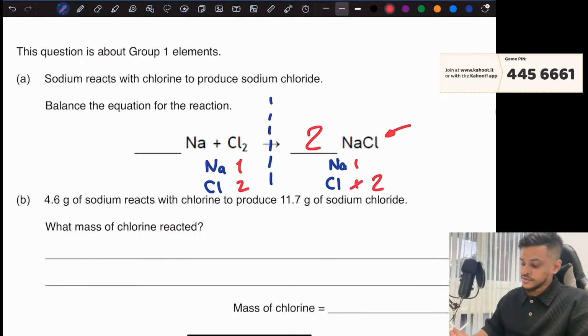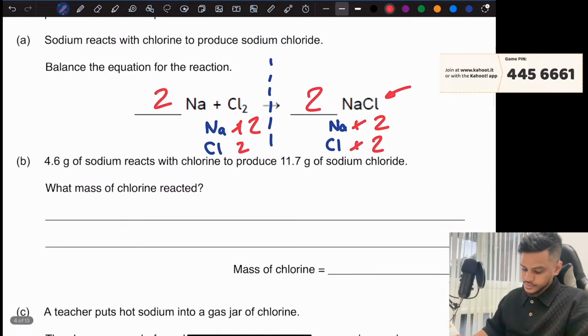But the issue with that is if you put a 2 in front of NaCl, you're also doubling the number of sodiums in there. So that also becomes 2. So now we have our chlorines balanced, but we don't have our sodiums balanced. So we need to balance our sodiums. All we need to do is put a 2 here and it's balanced there. 2, 2. Well done, guys.